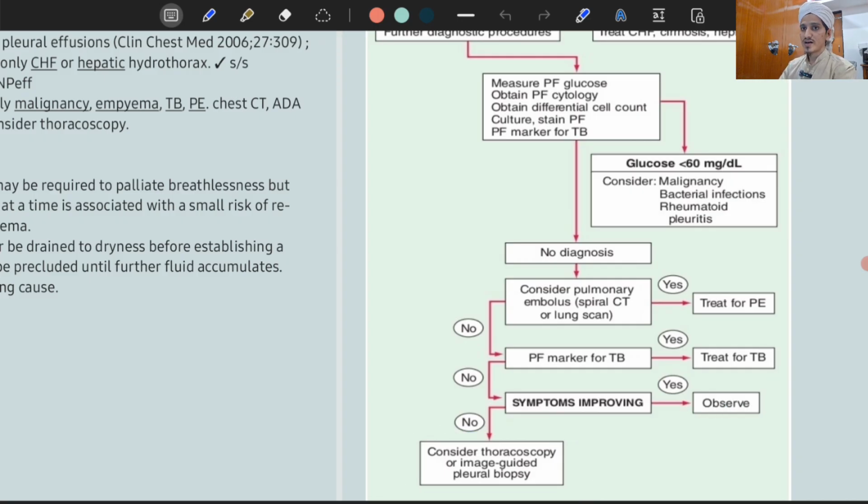So this is the first part of pleural effusion. We will have the second part of pleural effusion, considering the specific common causes of pleural effusion, in the next video.